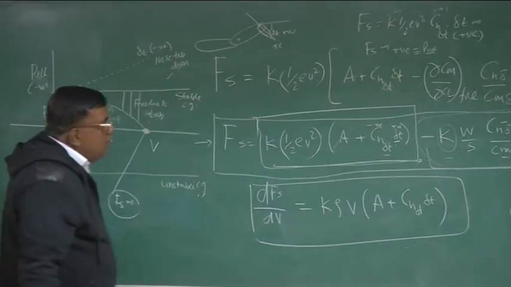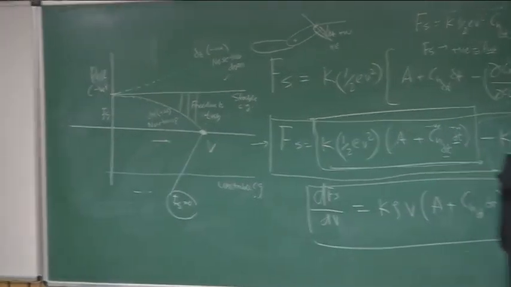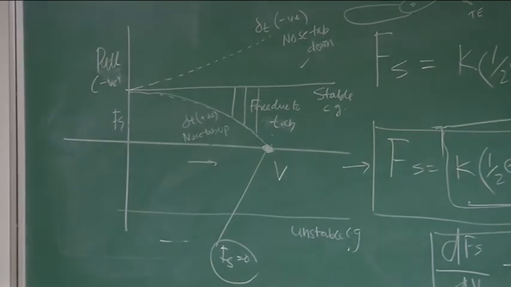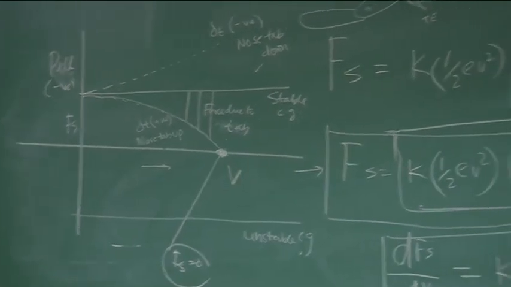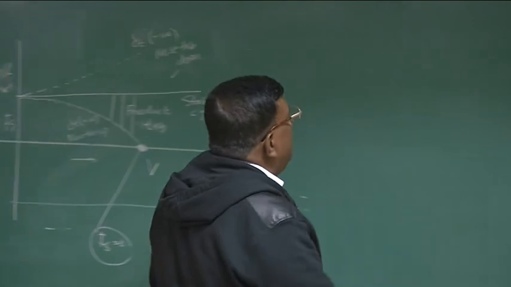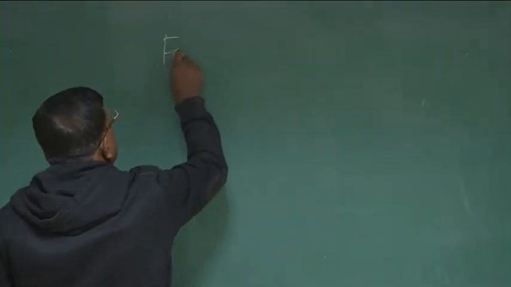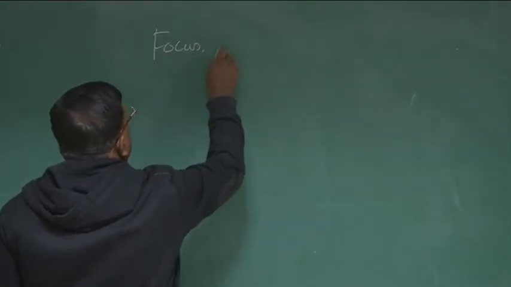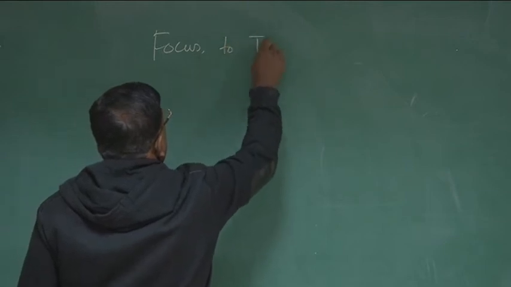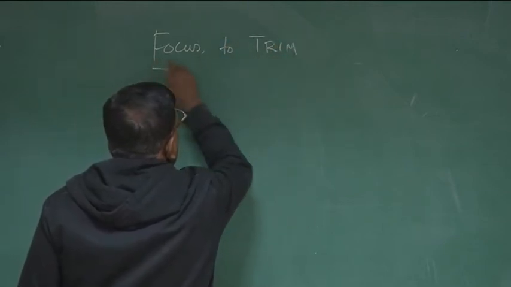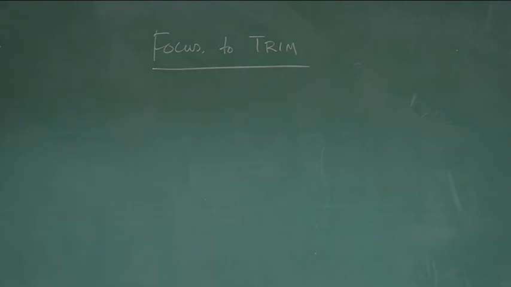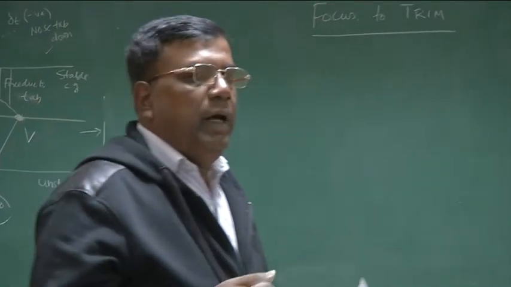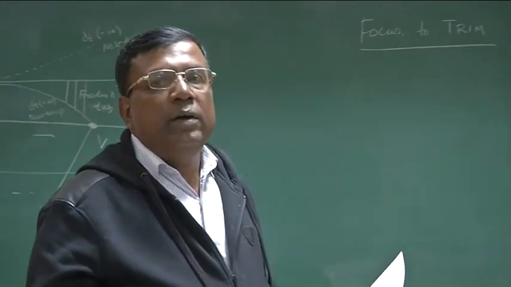Now, we also need to discuss why dCm by dCL free was not explicitly seen. Now we will focus our attention on trim. It's very important because we need to know what is the force gradient I need to apply at the trim.